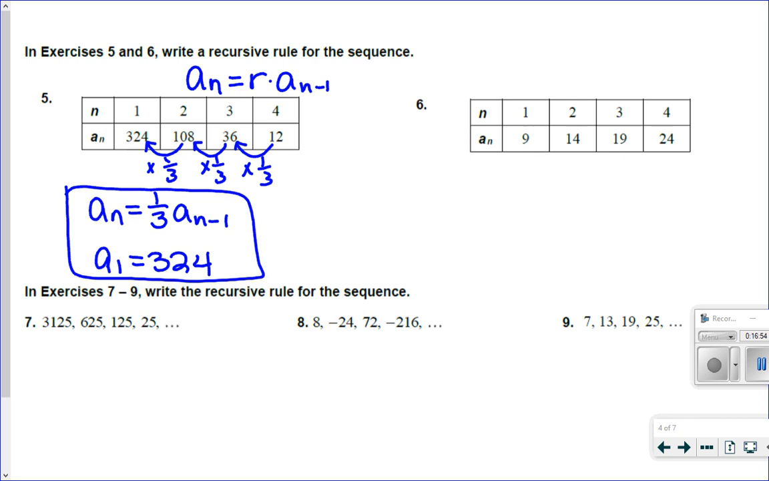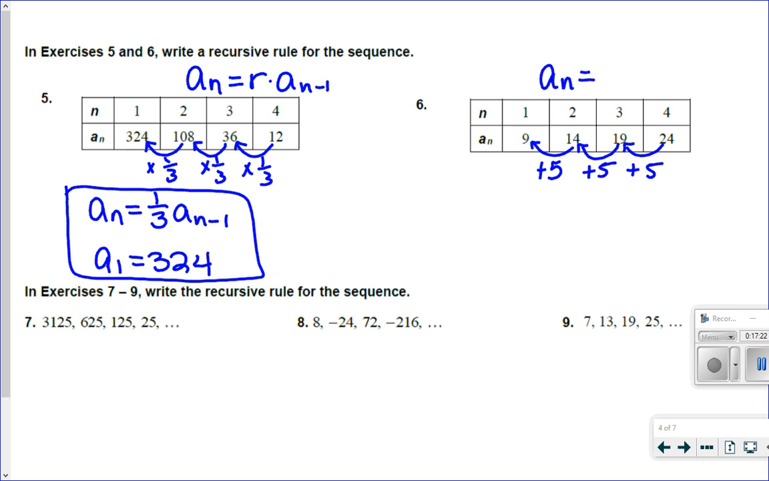Let's try it on number 6. On number 6, if I try those ratios, I don't think they're going to work, but if I look at differences, it looks like this is increasing by 5 every time, because when I do 14 minus 9, I get 5. 19 minus 14, I still get a positive 5. 24 minus 19, I still get a positive 5. So this is arithmetic, which means that the recursive would be something along these lines.